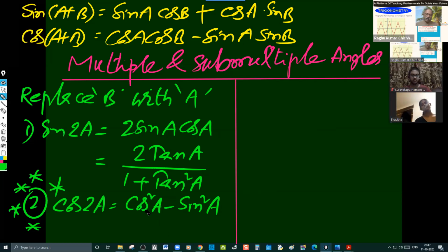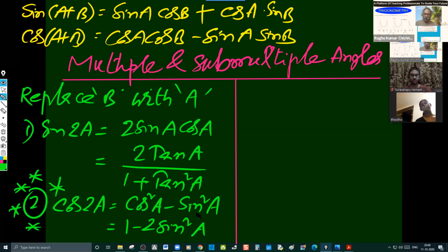Now, if you want to express only in terms of sine, you will understand. That's why I'm writing this step directly. Instead of cos square A, you can write 1 minus sine square A. So 1 minus sine square A minus sine square A, which gives you 1 minus 2 sine square A. Not only that, you can even convert it totally to the terms of cos square A. Write this sine square A as 1 minus cos square A.